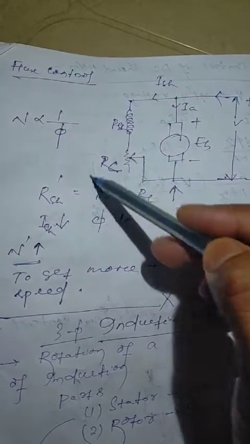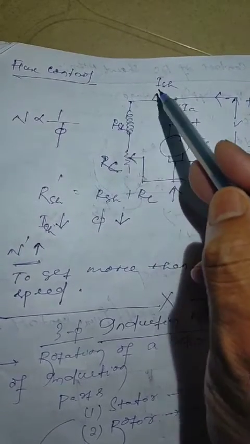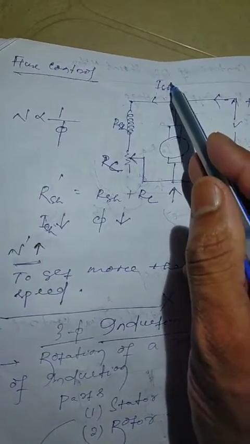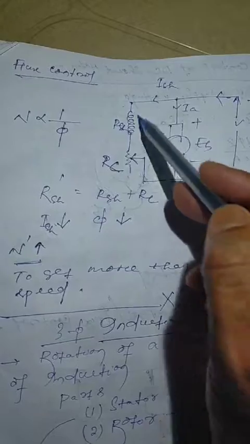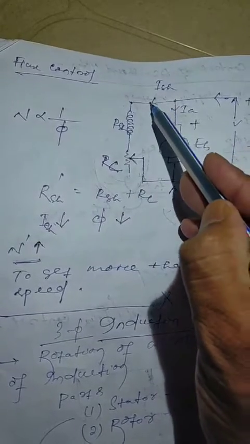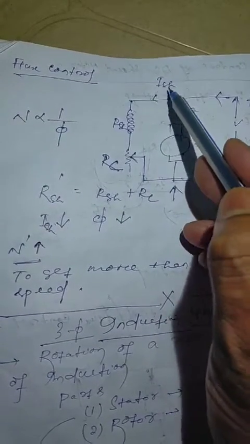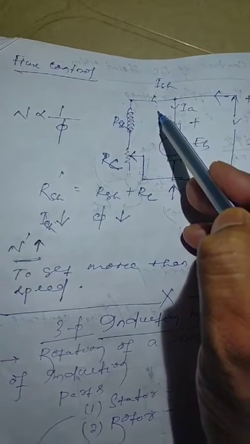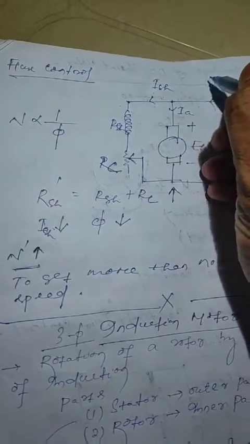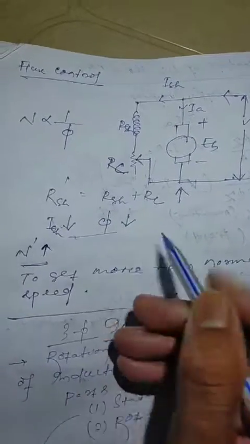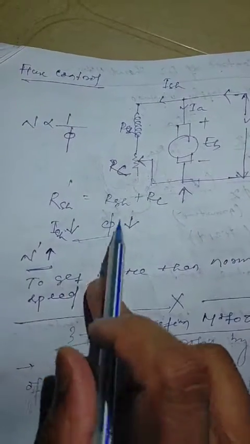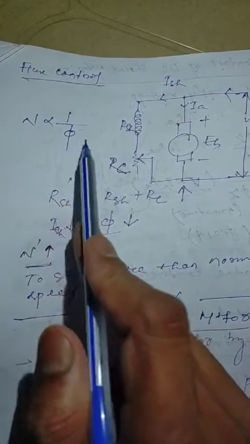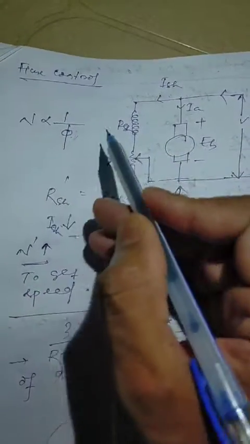When the total resistance in this path increases, the flux ultimately depends on the current. If the current is more, the flux will be more. Once the resistance value increases here, the value of the current will decrease. As the current decreases, the flux will decrease. When the flux decreases, the speed will be increasing. As this one decreases, speed increases.